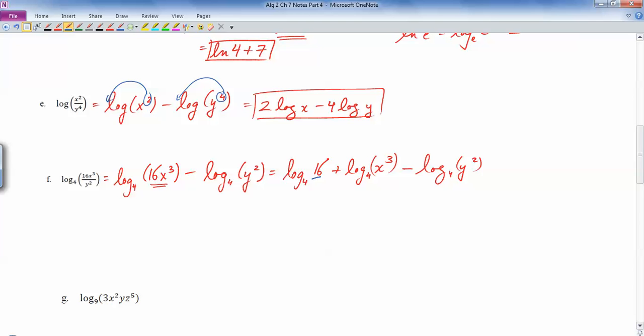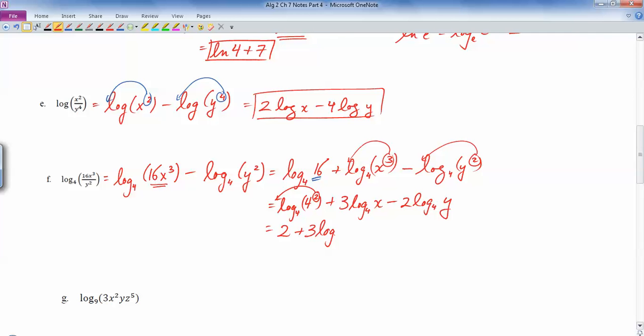Okay, well 16 is really 4 squared, so I'll rewrite that one. Log base 4 of 4 squared. And then I can bring this 3 down in front, so plus 3 log base 4 of x. And then I can bring this 2 down in front, so minus 2 log base 4 of y. And then this 2 can come down in front, and I'm left with log base 4 of 4, which is 1. So the 2 is then multiplied by a 1, which is just 2, plus 3 log base 4 of x minus 2 log base 4 of y. And there's our answer.